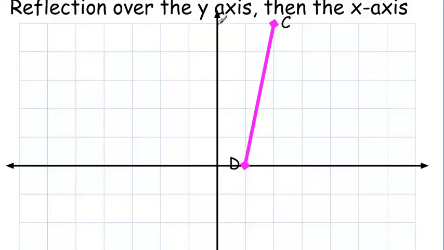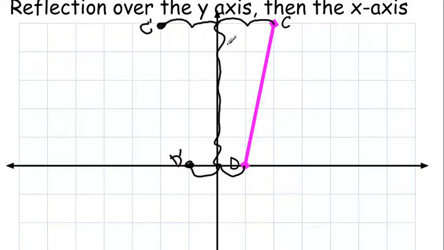So we have to look. Here is our y-axis. We're starting here. D is 1 away. D prime, we're going to put it 1 away. C is 2 away. C prime, 2 away. And then I'm going to connect my line. Okay, now the next thing, it asks us to reflect over the x-axis.